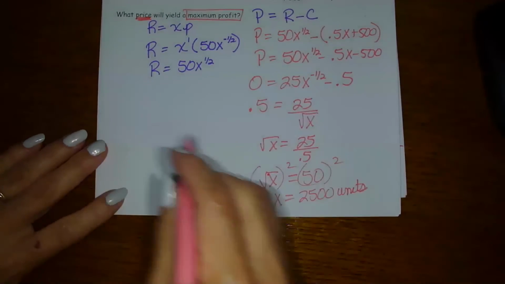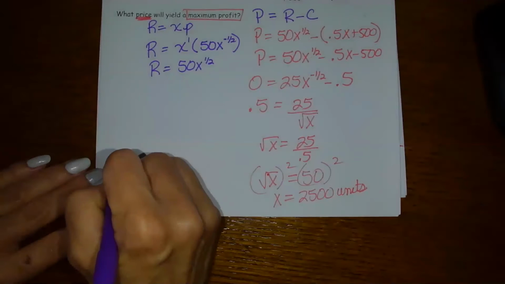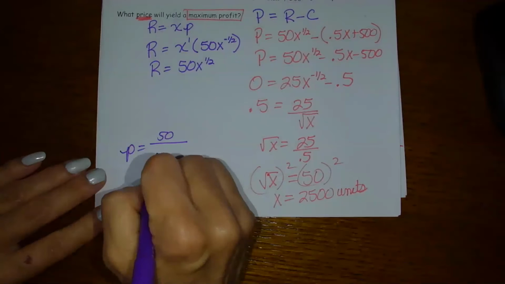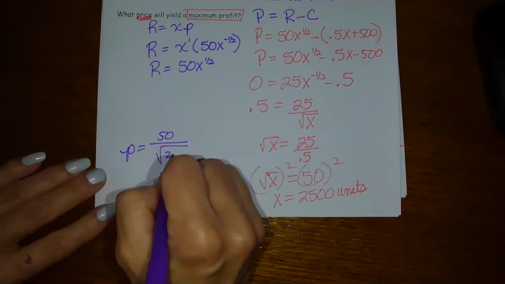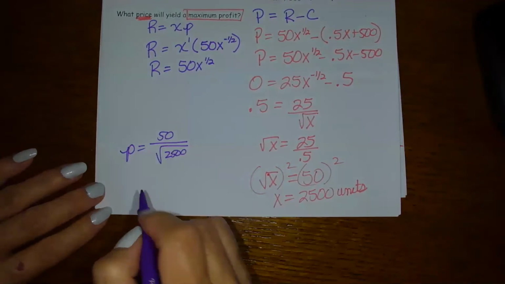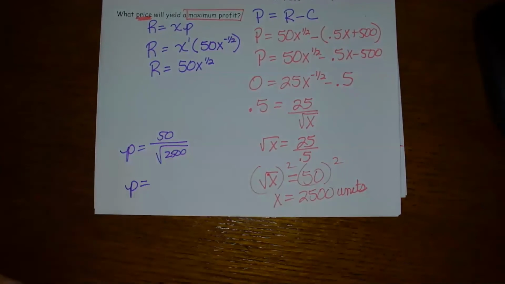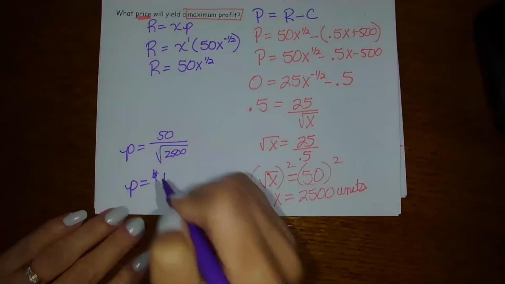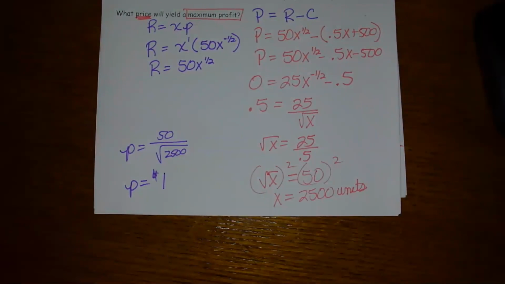So I've got to take my price now and put in how many units. I got to go back to my price formula. And we already know the answer to that. What is it? What's 50 divided by the square root of 2,500? What's the square root of 2,500? It's 50. What's 50 over 50? 1. $1 it is.